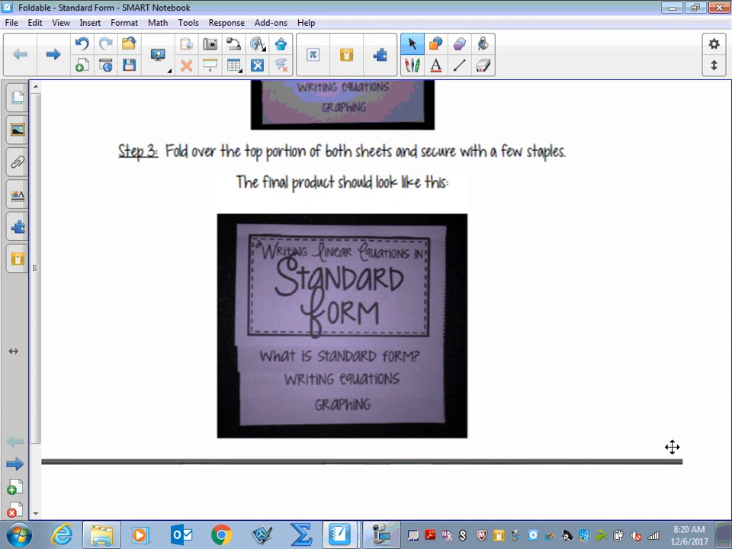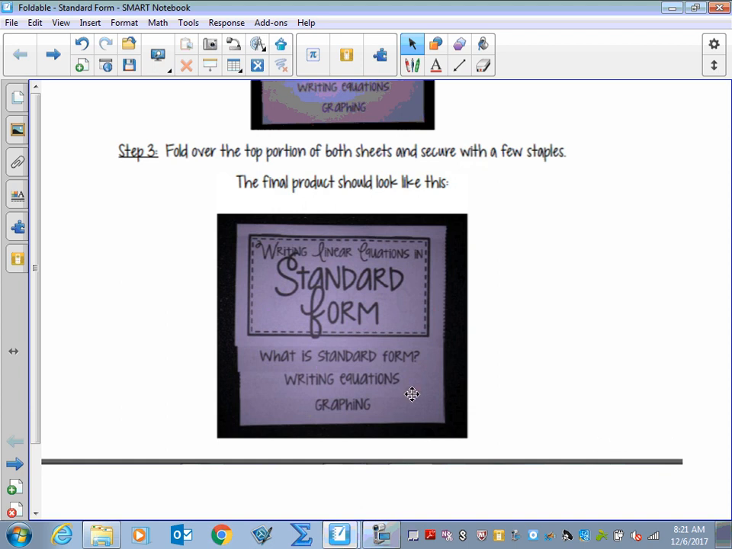So we're going to be going over a new form today, which is called standard form. Remember, for point slope, you needed to know a point and a slope in order to write it into point slope form. Today, standard form is a little bit different, obviously, because it has a new name.